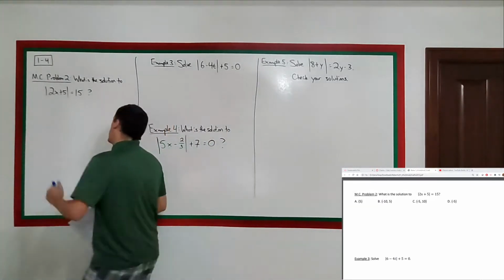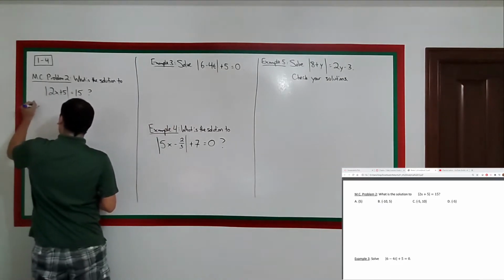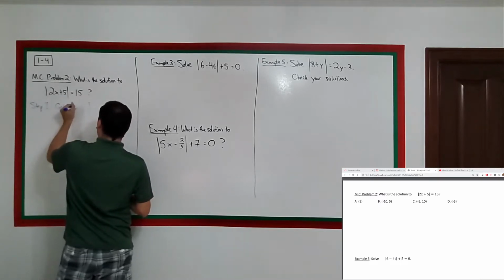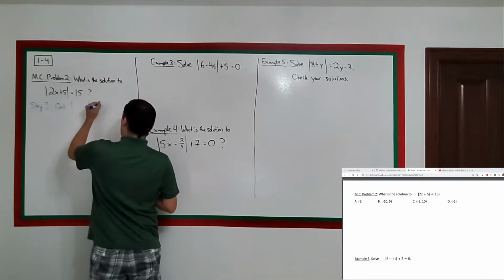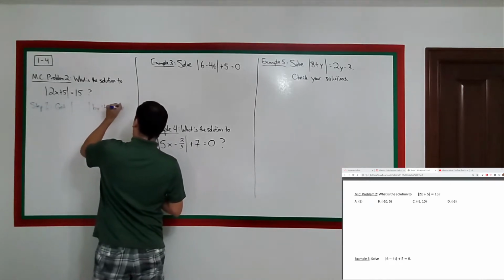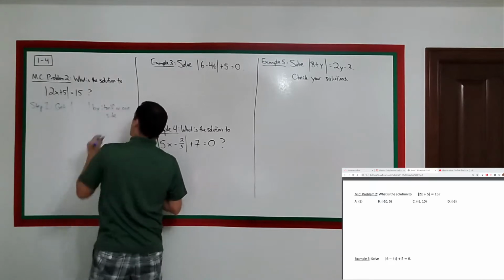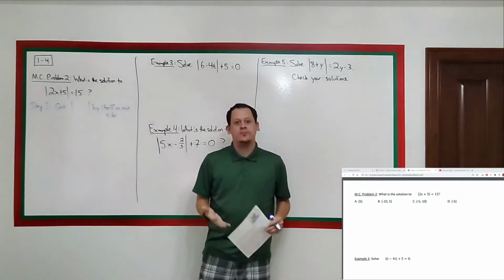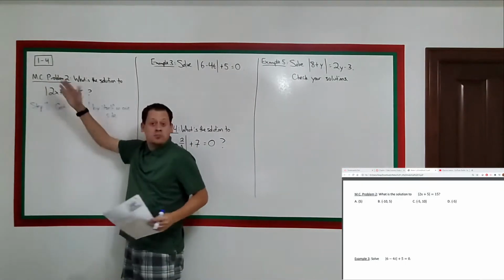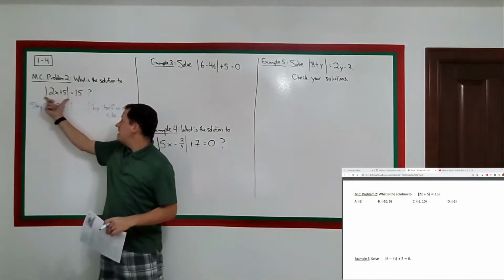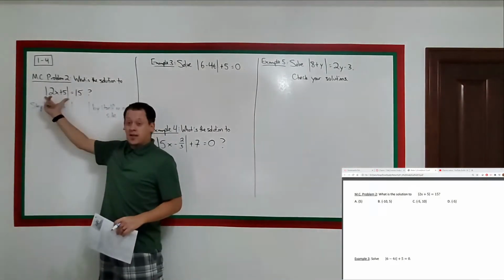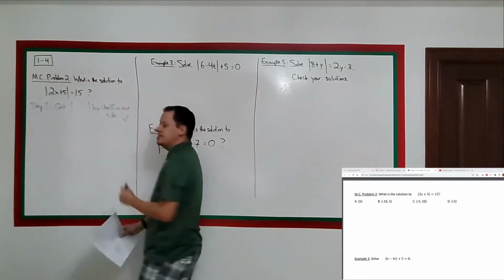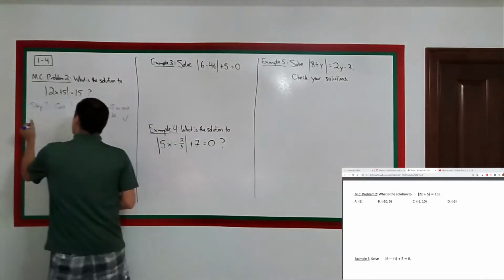So we'll write out our steps. Step 1 is to get the absolute value stuff by itself on one side of the equal sign. Right? So this is what we have. The only thing on the left side of the equal sign is the absolute value of 2x plus 5. There doesn't appear to be anything else there, so we're good for step 1. Ding! Didn't even have to do anything. Awesome.